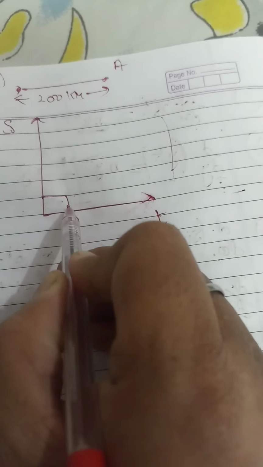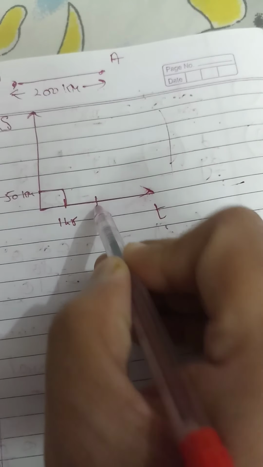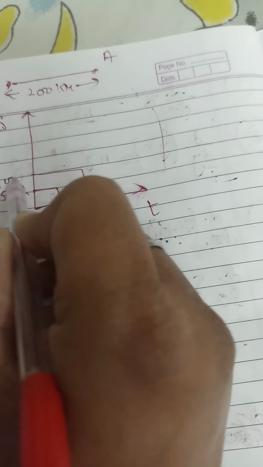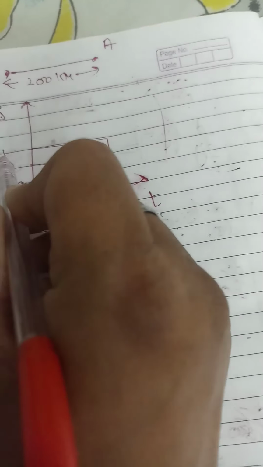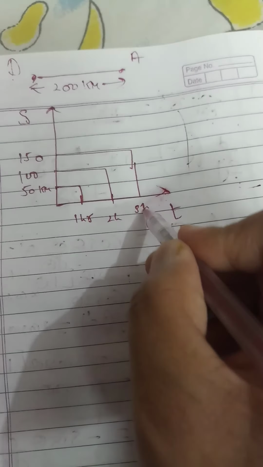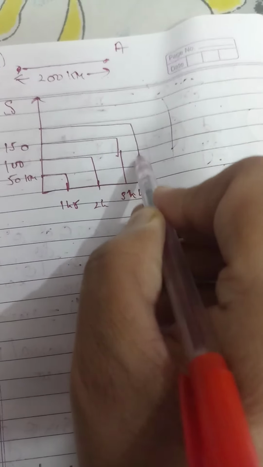Suppose in 1 hour you have covered 50 kilometers. In the second hour you have covered 100. In the third hour you have covered 150 kilometers, and in the last, fourth hour, you have covered 200 kilometers.